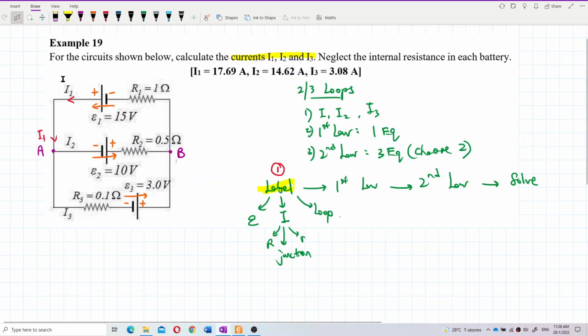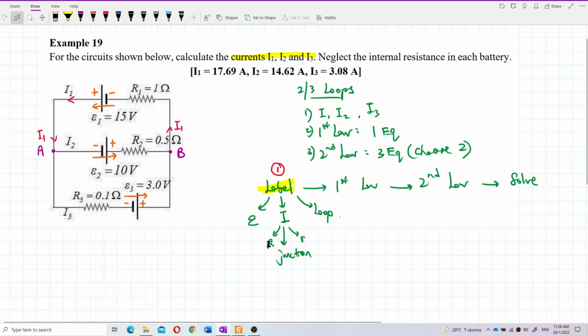Understand? So this I1 is entering here. This current must also come out from B. I1 enters A, but I1 comes out from B. As I said, you need to label the current at the junction. So you need to label I1 at junction A and also junction B. I labeled already: current I1 going into junction A, current I1 going out from junction B.